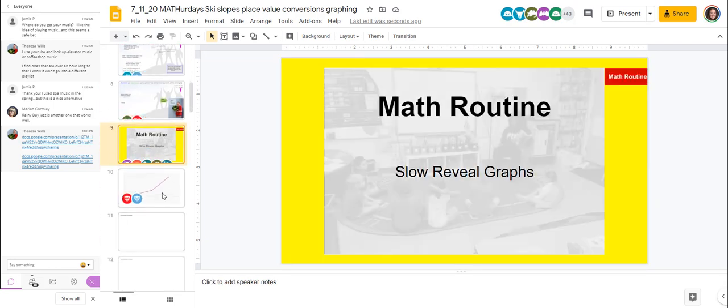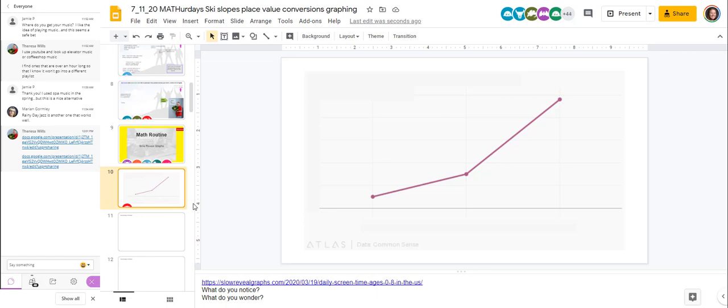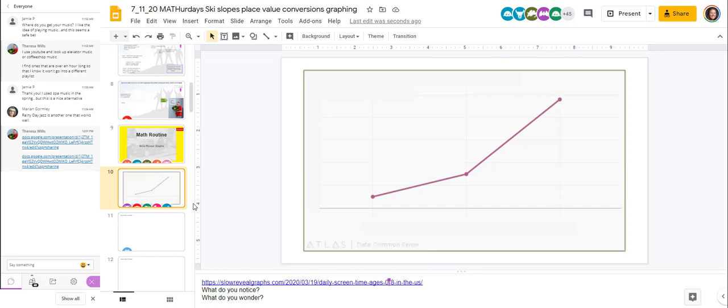I've got the bookmark on slide 9, but we'll begin on slide 10. I did not create this routine. It came from slowrevealgraphs.com, and the links are below each graph, so if you want to know more, they're there. We will just have an open discussion. You're welcome to turn on your microphone, raise your hand, or if you prefer, write in the chat box. What do you notice about this graph?